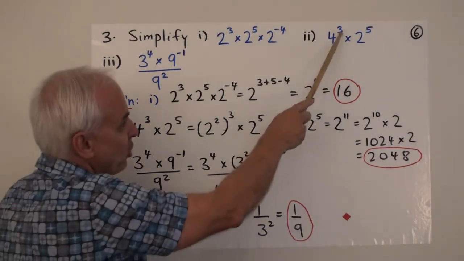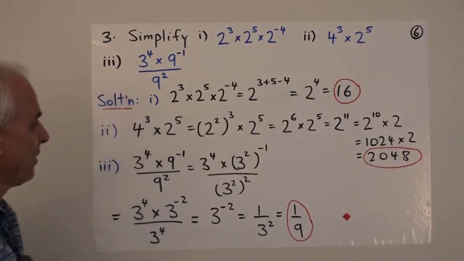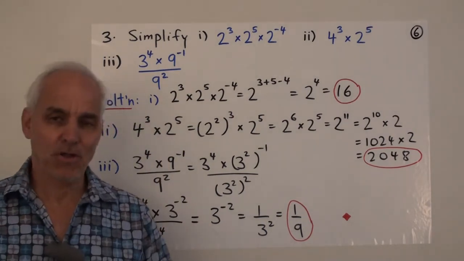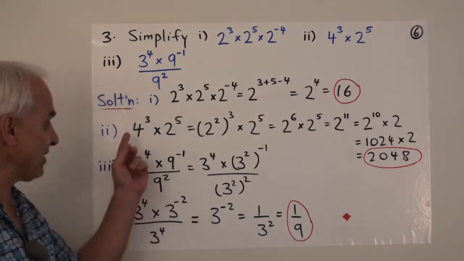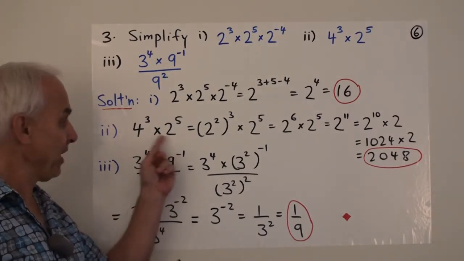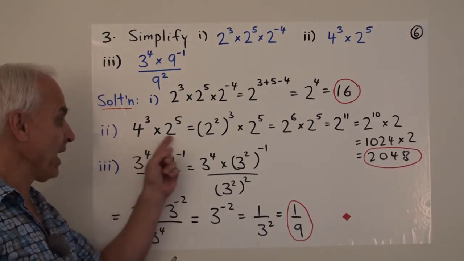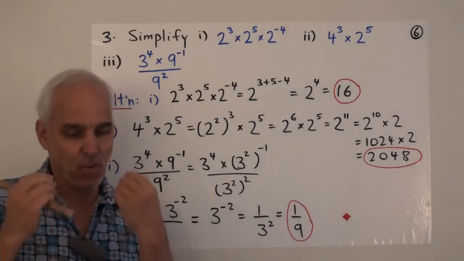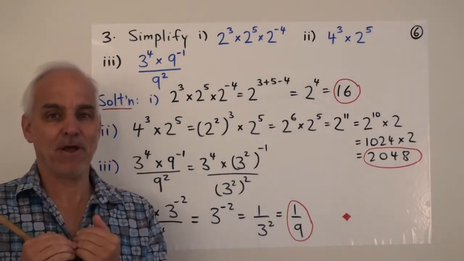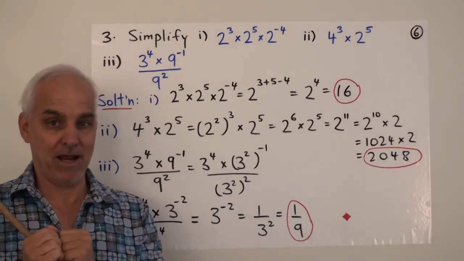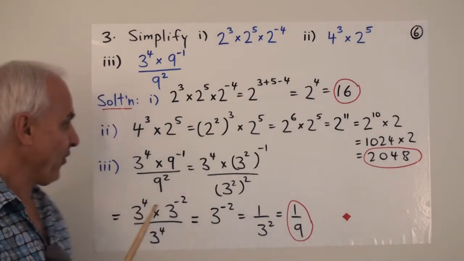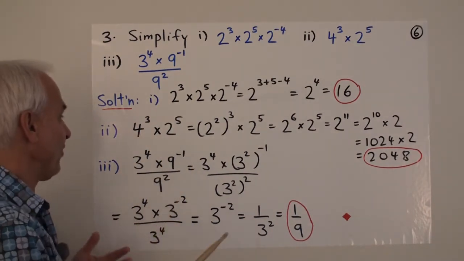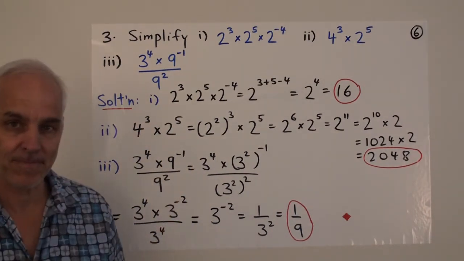Next question, 4 cubed times 2 to the 5th. Do we just add the exponents? No, it's not so simple because the bases here are not the same. Here there's a base of 4. Here there's a base of 2. We can only use that first index law when the bases are the same in the 2 powers that we're multiplying by. So they're not the same here, so we have to think about how we're going to convert this into a situation where they are the same.